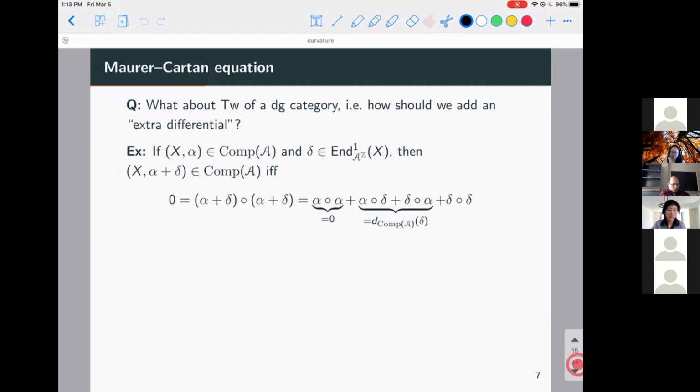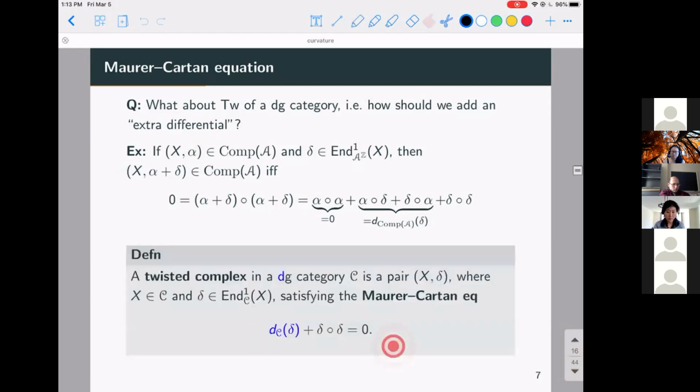Okay, so we arrive all together at this equation, probably familiar to many of you, called the Maurer-Cartan equation. So it's the notion of a twisted complex in a DG category. A twisted complex over C is a pair consisting of an object in C together with a degree 1 endomorphism satisfying this equation. But again, you should think of this equation as saying, what is the condition on delta for it to be kind of an extra differential?